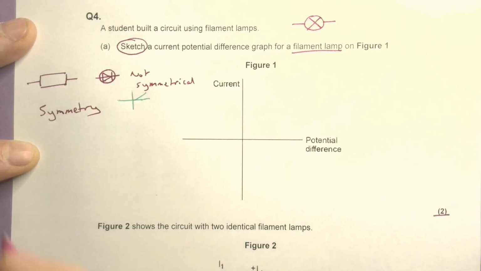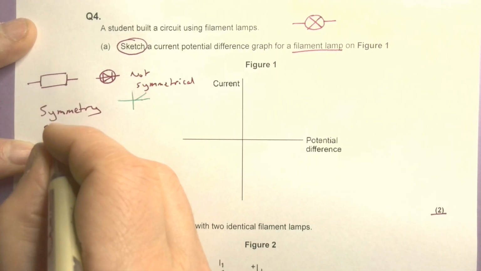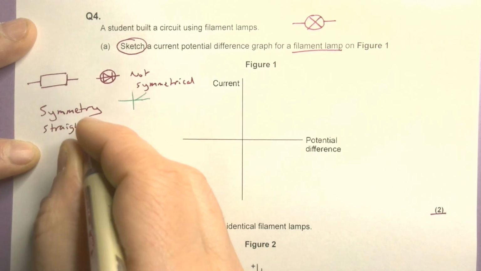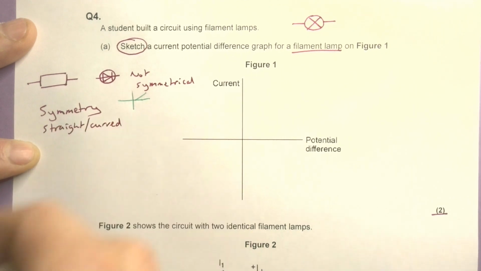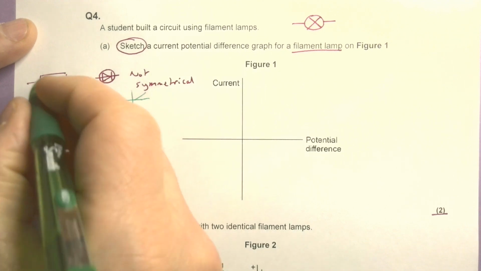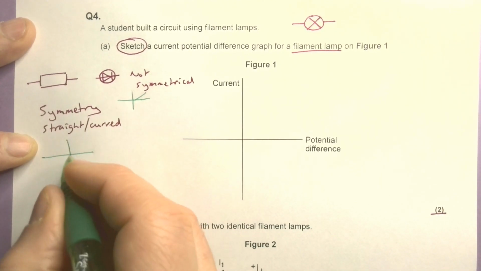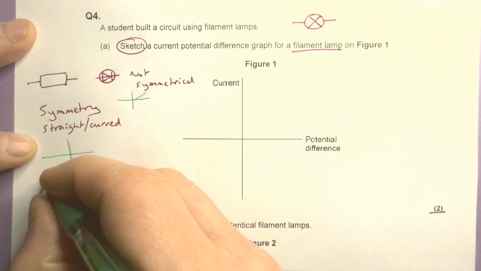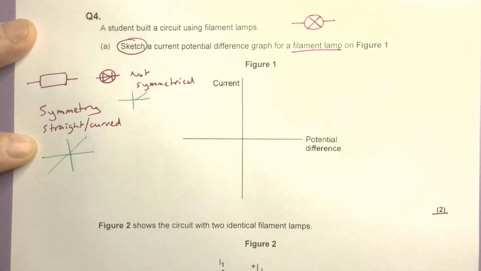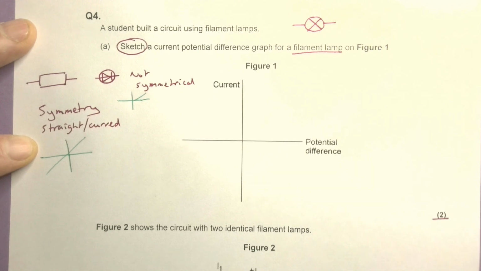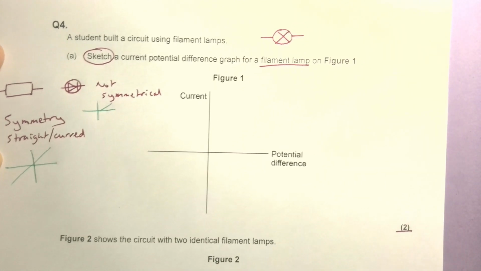The other thing we're looking for is straight lines, straight or curved. Okay, so this one here is symmetrical. It's also straight and not curved. Therefore, the line we draw is straight like that. Go straight through. It's symmetrical and it's straight.